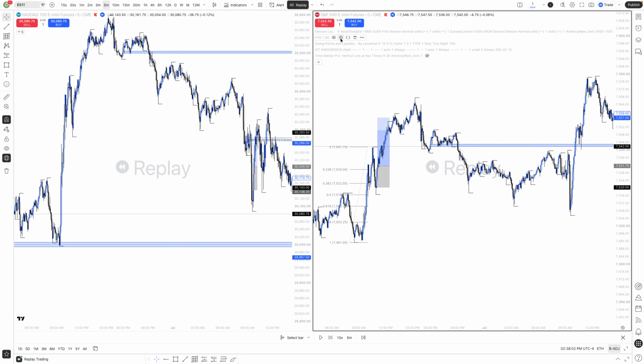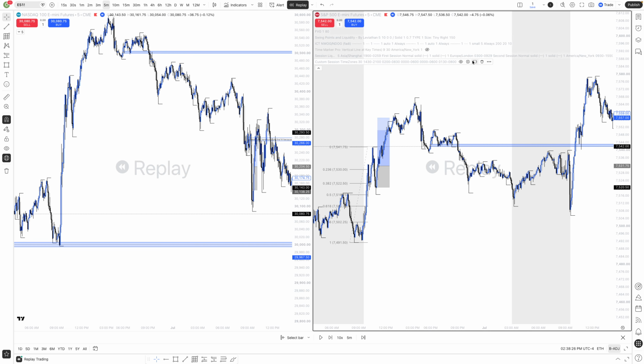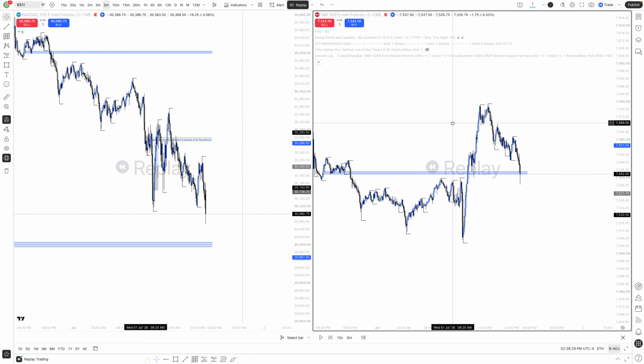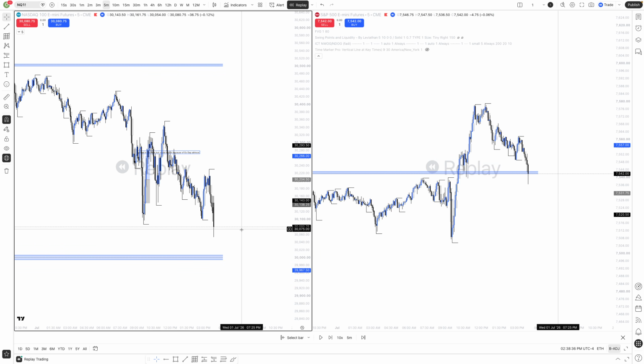I do not know why this indicator is not working. It's kind of pissing me off, actually. Okay. Whatever. Whatever.